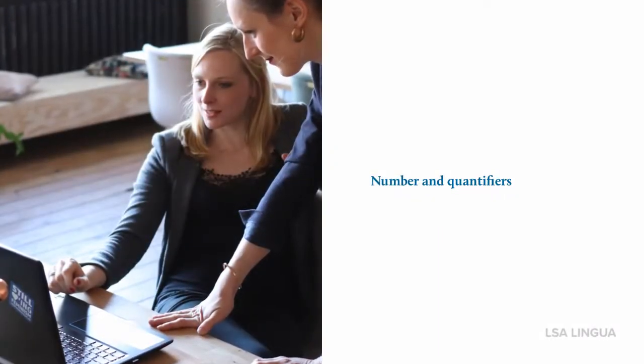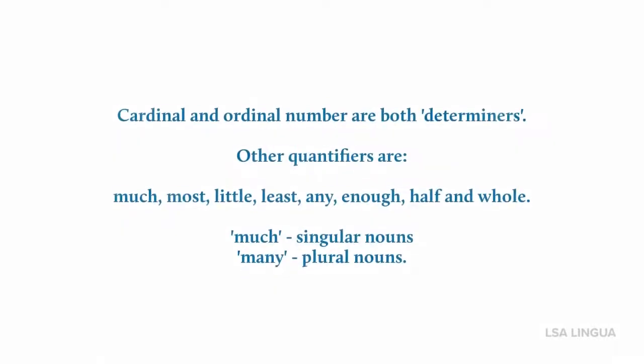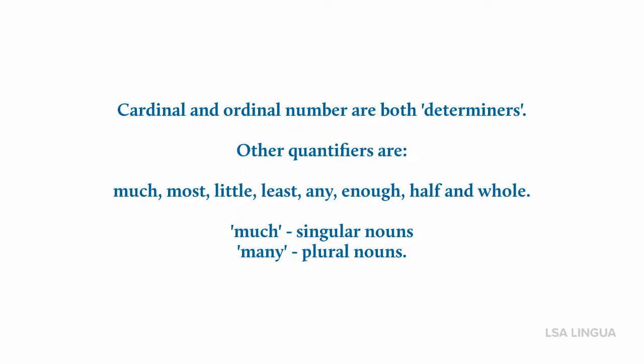Numbers and quantifiers. There are two types of numbers. First, cardinal numbers. These are counting numbers, like 1, 2, 3, and so on. The second type are ordinal numbers, which show the order of a number, like first, second, third, and so on. Cardinal and ordinal numbers are both classified as determiners when placed before a noun.